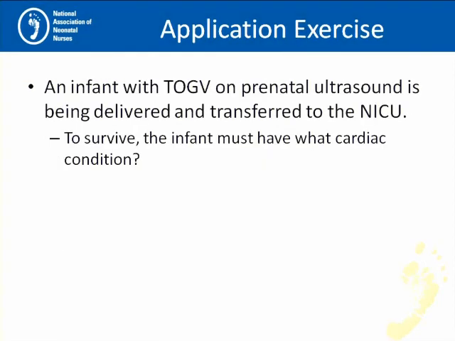An infant with transposition of the great vessels, TOGV, on prenatal ultrasound is delivering and will be transferred to the NICU. To survive, the infant must have what cardiac condition? Patent ductus arteriosus, or atrial or ventricular septal defect. In transposition of the great arteries or vessels, the position of the great arteries is reversed. The pulmonary artery comes from the left ventricle, and the aorta comes from the right ventricle. Mixing of blood occurs at the level of the ductus arteriosus, as long as patent, or through an atrial or ventricular septal defect, if present.